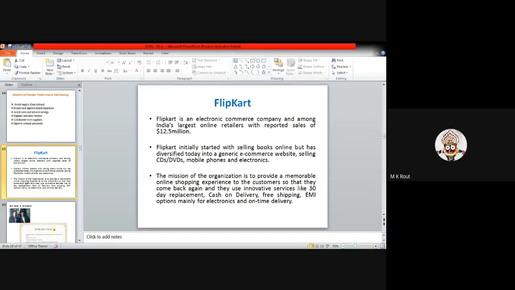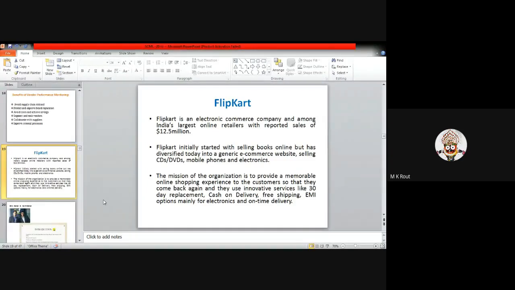Who is the founder of Flipkart? Anyone? Founder of Flipkart? No one. Sachin Bansal, Binny Bansal. Sachin Bansal and Binny Bansal. Okay, fine. Let's start from this one.